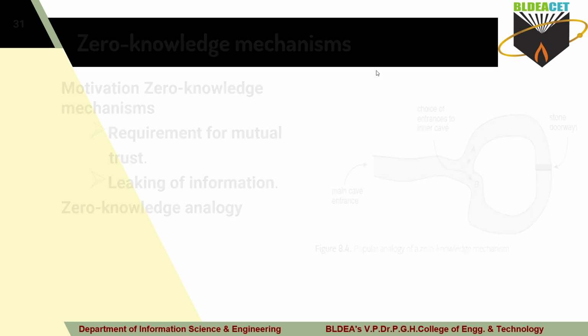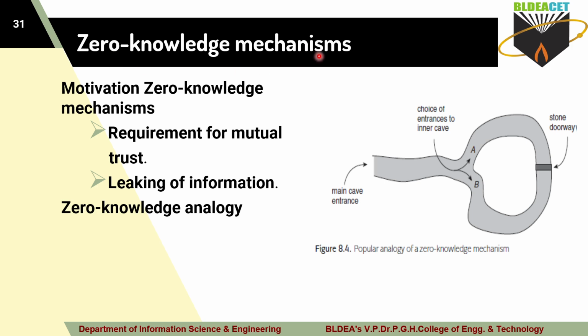Next is the zero knowledge mechanism. One more mechanism is there. One is the cryptographic based, another one is the dynamic, and one more mechanism is the zero knowledge mechanism. So why do we go for the zero knowledge mechanism? This is the requirement for mutual trust here. As I told, in entity authentication you require the unilateral. In the unilateral, the sender has to prove the authentication, but from the receiver you do not require any authentication. If you want to go for mutual authentication, then you have to go for the zero knowledge mechanism.